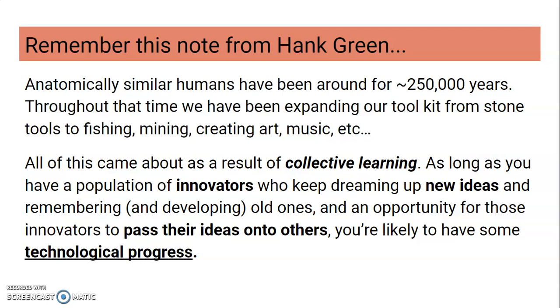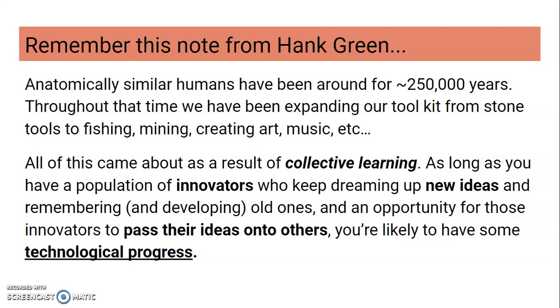And this passage here comes from Hank Green, who's one of the brothers of Crash Course. So it was part of that video that I linked into the agriculture slides. And he says the following: anatomically similar humans have been around for 250,000 years. Throughout that time, we've been expanding our toolkit from stone tools to fishing, mining, creating art, music, etc. All of this came about as a result of collective learning. Now remember, collective learning is the ability of a species to accumulate more knowledge with each passing generation than is lost by the next. So they're developing on the ideas of their ancestors, and that is technology.